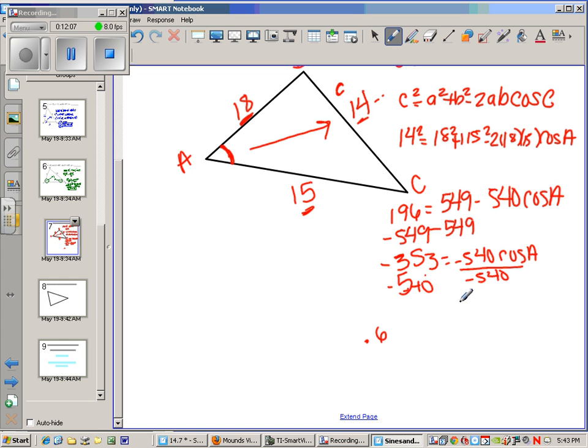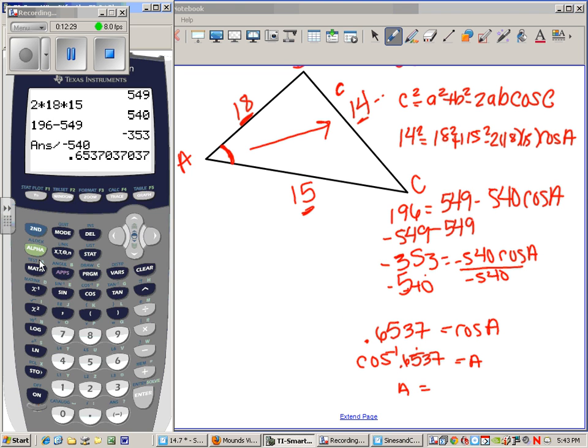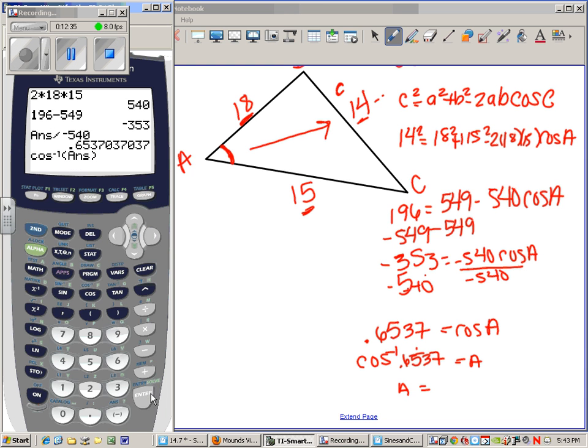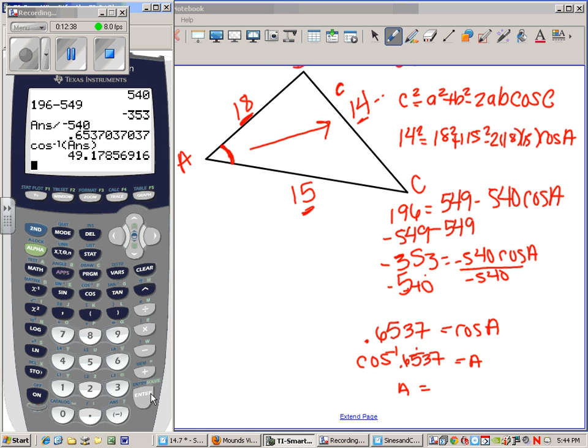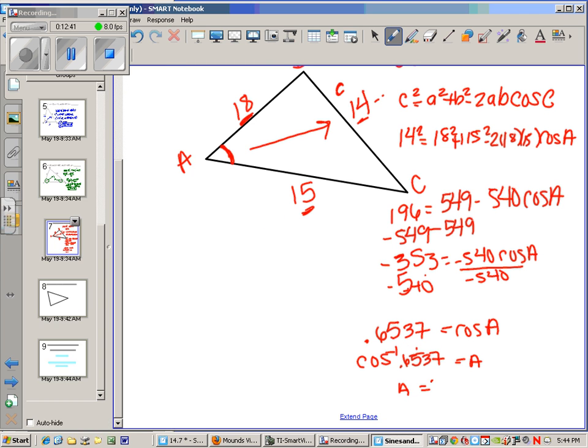Being a little slow here. 0.6537 is equal to cosine of A. And again, remember how we get rid of that cosine is use the inverse. So cosine inverse of 0.6537 is going to equal A. I go to my calculator, do cosine inverse of my answer. And I get 49.17. If you want to round to 49.2, that is perfectly fine. So angle A is approximately 49.2 degrees.